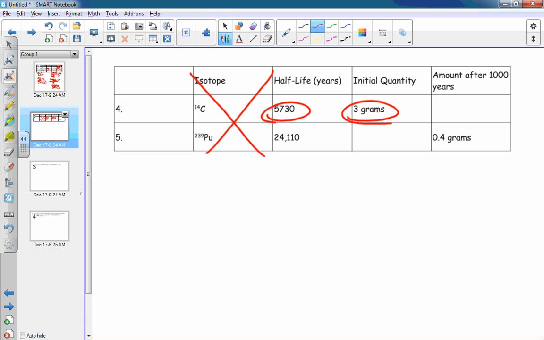What else is missing? The rate. On every one of these problems, the rate is missing. You have got to find the rate first. If you do not find the rate, then you can't do the problems. So you have to find the rate first.